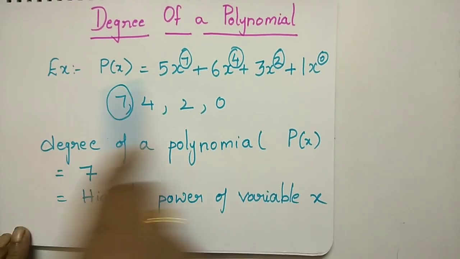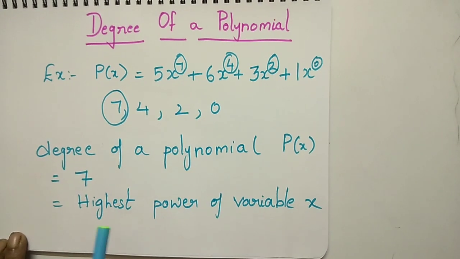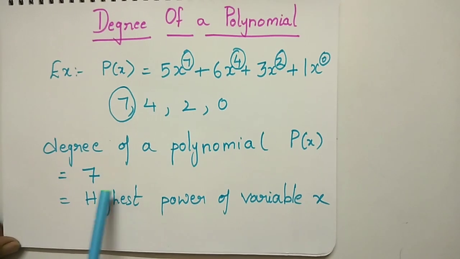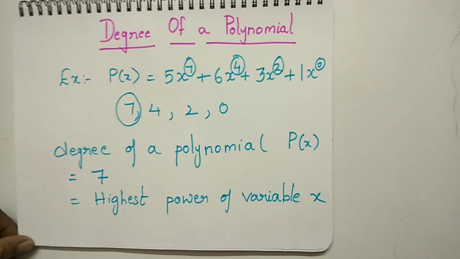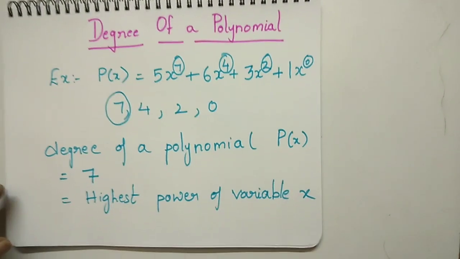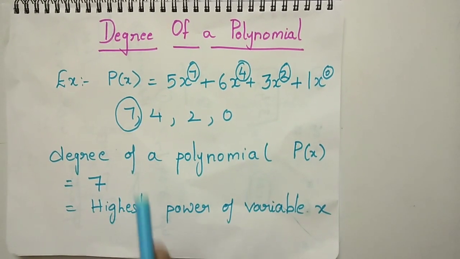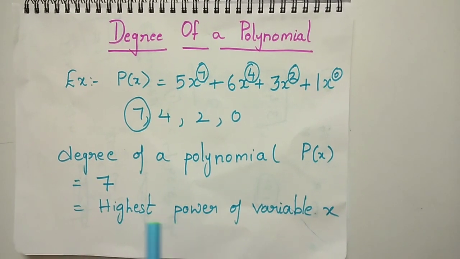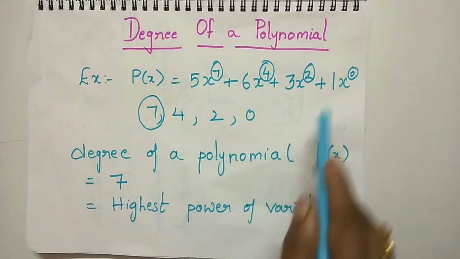So, I think it is clear. If they ask to find the degree of a polynomial, the degree of a polynomial is nothing but the highest power of the variable in that polynomial. Now let us study the names which are given to the polynomials depending on the degree of a polynomial. That is, depending on the degree, some specific names are given to the polynomials.